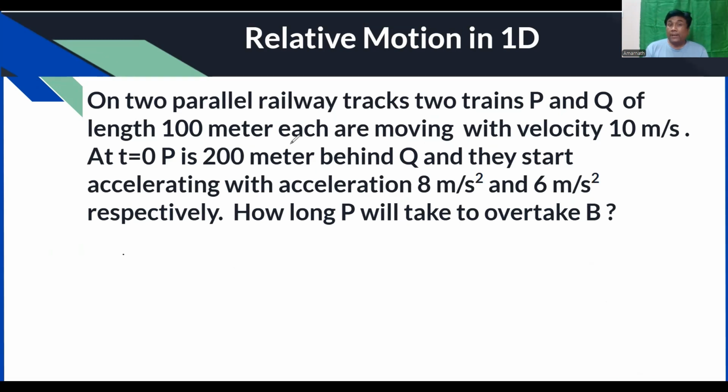On two parallel railway tracks, two trains P and Q of length 100 meter each are moving with velocity 10 meter per second. At t equal to 0, P is 200 meter behind Q, and they start accelerating with acceleration 8 meter per second square and 6 meter per second square respectively.